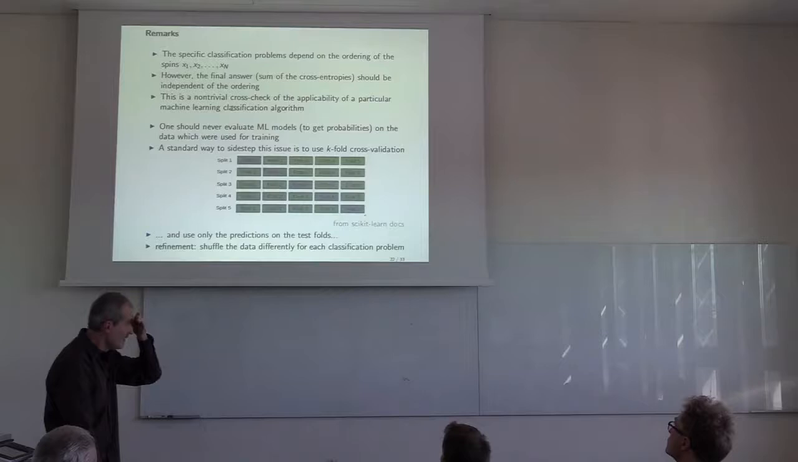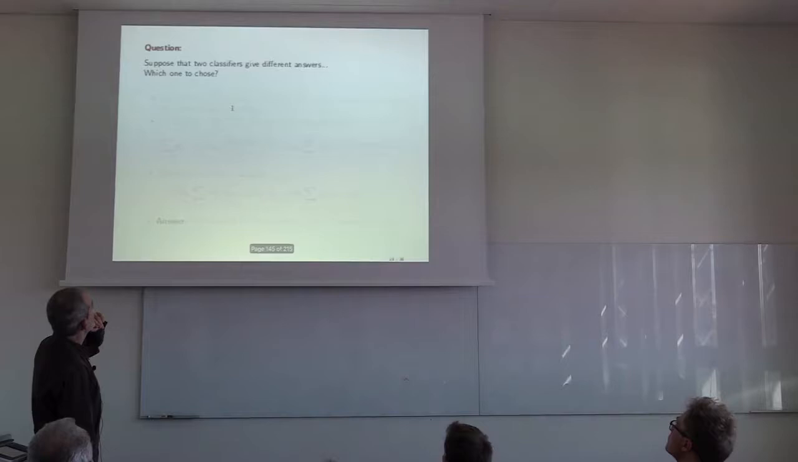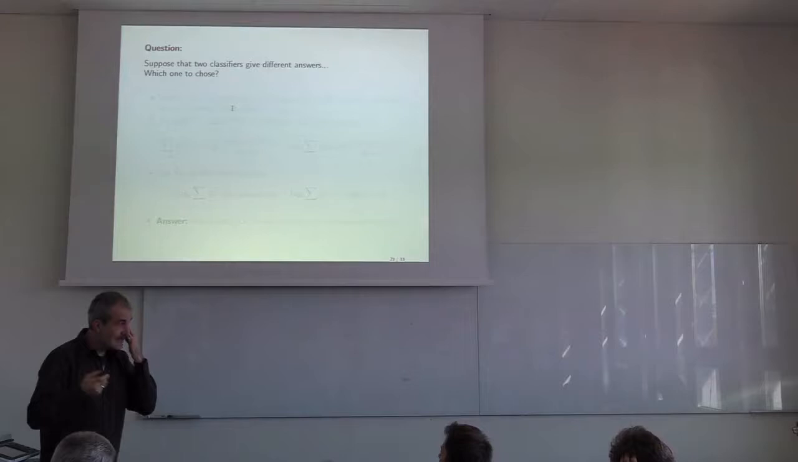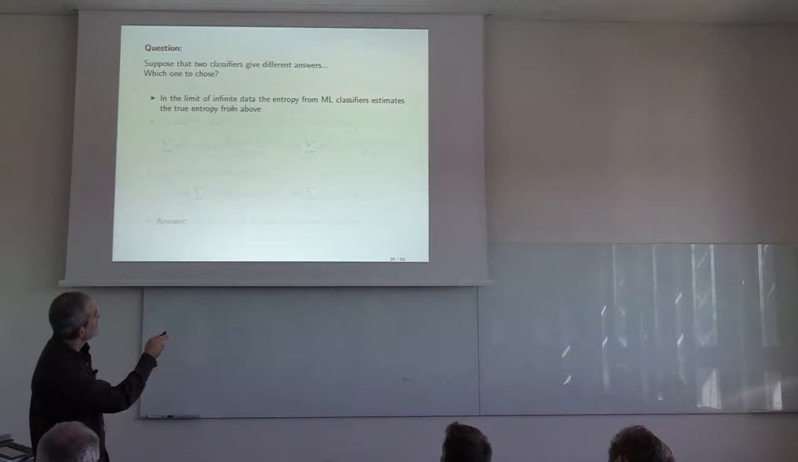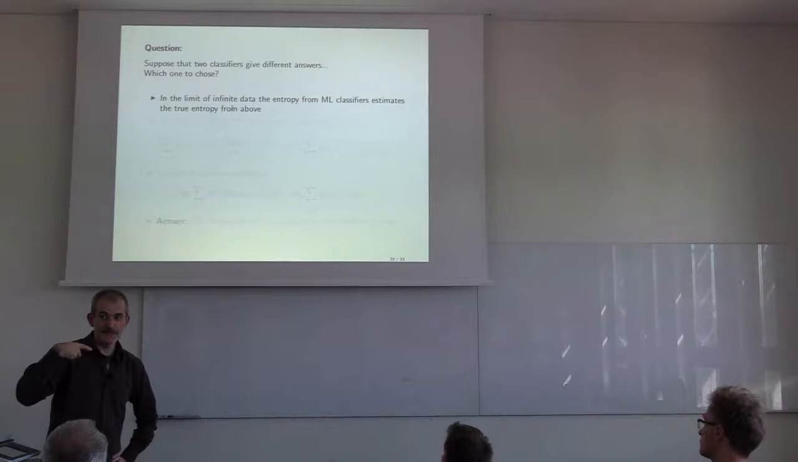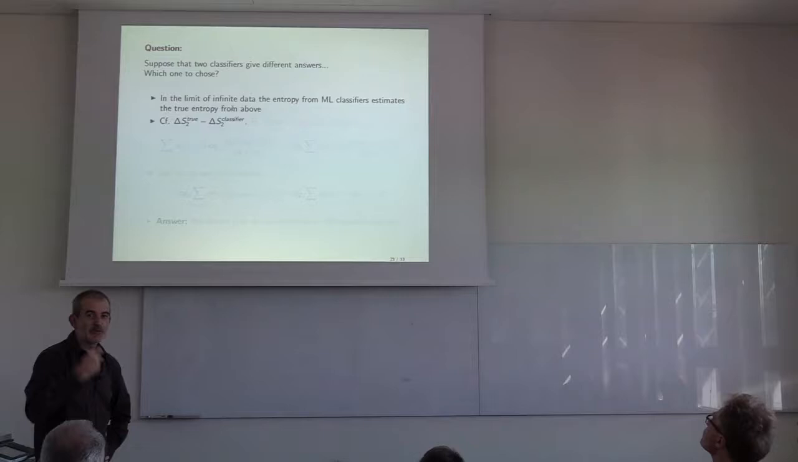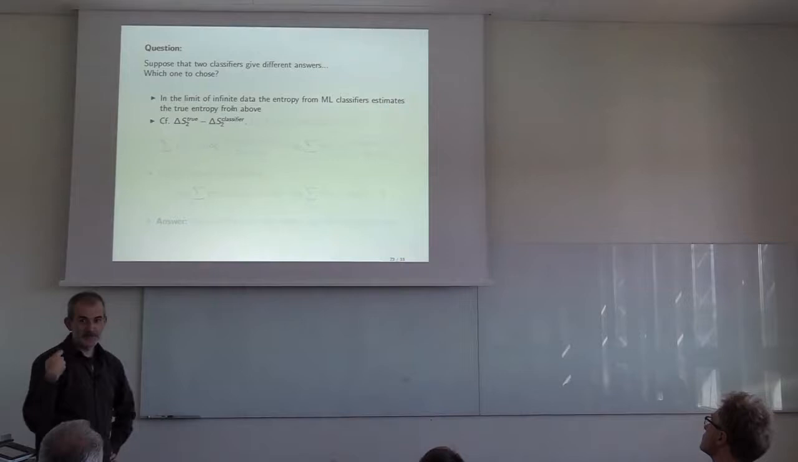Okay, the final question which we can ask is: I said that we can use any classifier, so suppose that we use two and we get different answers. Which answer to choose? It turns out that in the limit of infinite data, the entropy from this machine learning classifier estimates the true entropy from above. And the argument is very simple. Suppose we take just the difference of those terms. This is the true delta S2 when we use the exact conditional probability distribution, which we don't know, and this is the one which we use from the classifier. Then this should be less than 0 for this conclusion to hold.